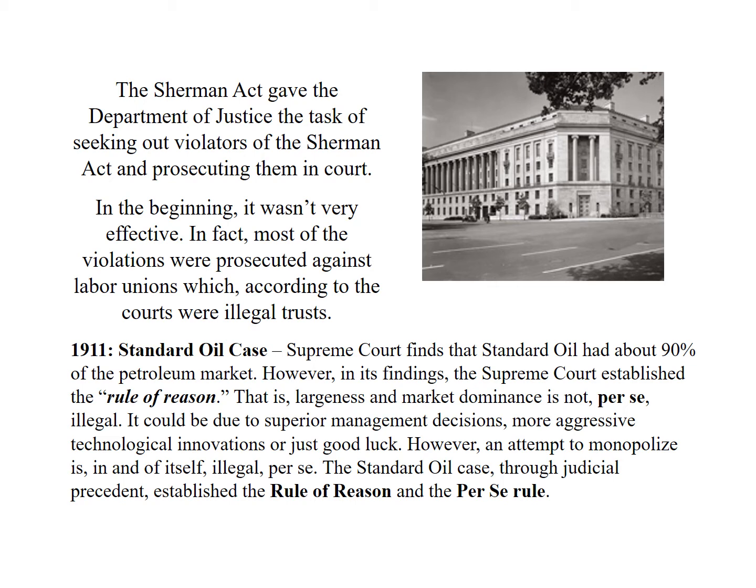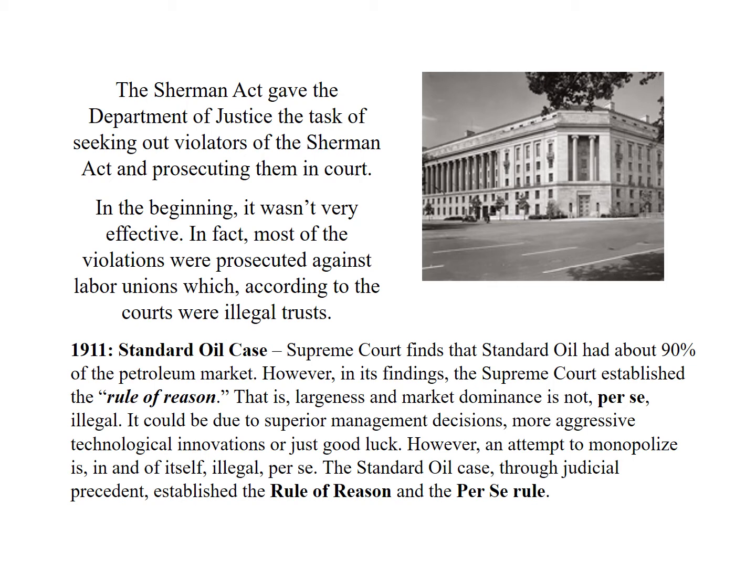In its findings, the Supreme Court ruled that largeness and market dominance is not, per se, illegal. We must use reasonableness, hence the term rule of reason, in ruling against a firm just because it dominates a market or an industry. The term per se is Latin for by itself. According to the Supreme Court, largeness and industry dominance could conceivably be due to superior management decisions, more aggressive technological innovations, or just good luck. Market dominance, based on these factors, is legal and legitimate, according to the rule of reason.